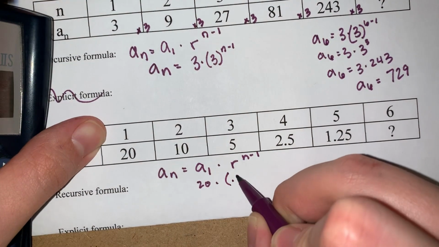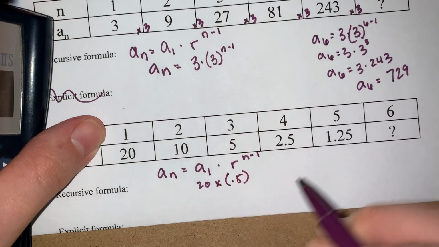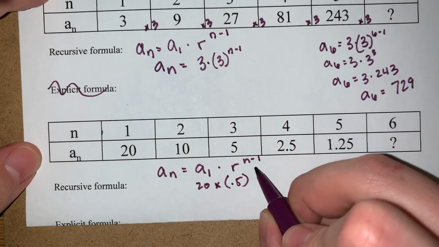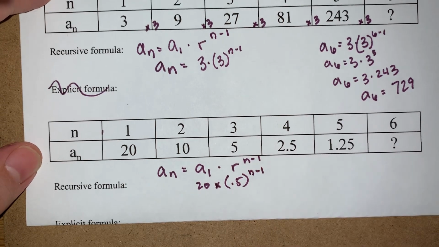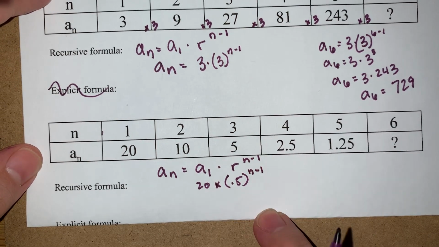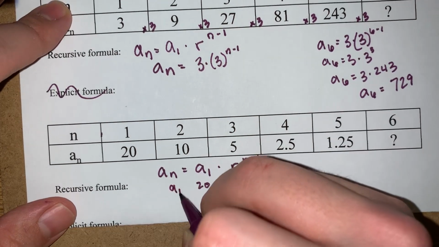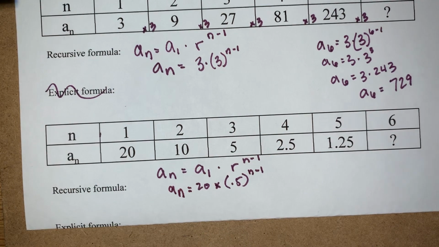So I'm going to write 0.5, make this into a times there. So 20 times 0.5 to the n minus 1 power. If I was writing just a formula for it, a standard recursive formula, it would be a sub n equals 20 times 0.5 raised to the n minus 1 power.